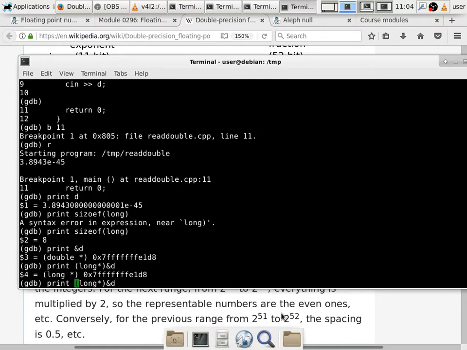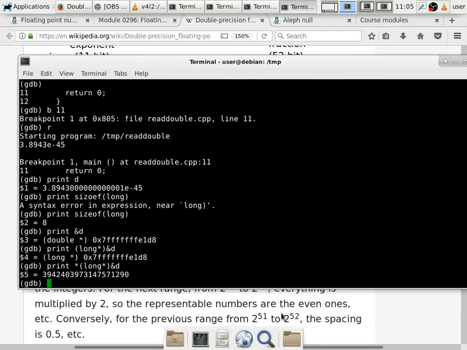Let's try this. What do you think is going to happen this time? It's looking at that bit pattern just as a long. It's looking at the 8 bytes at this location as if it is a 64-bit integer. So instead of printing what we saw earlier, this time it will print something entirely different. I know it's going to be non-negative, but it is that number. It's like, what?